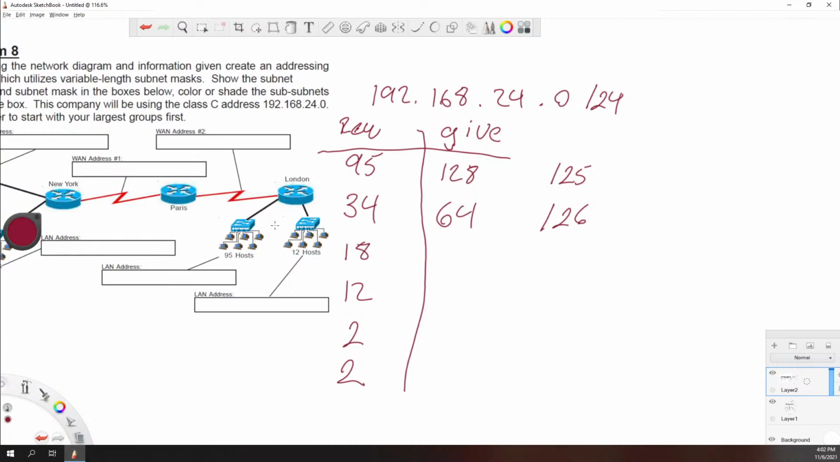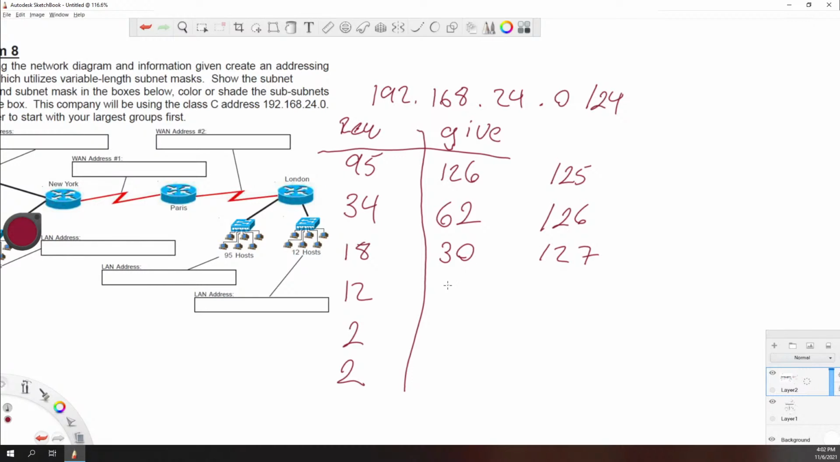And see, when I wrote this out, it's actually not going to be that way. I was going to leave it, but it's probably better. So we're actually giving it 126 because, remember, 2 of them aren't actually usable. So we're actually giving this 62. We're actually giving this 30. So this becomes a /27.